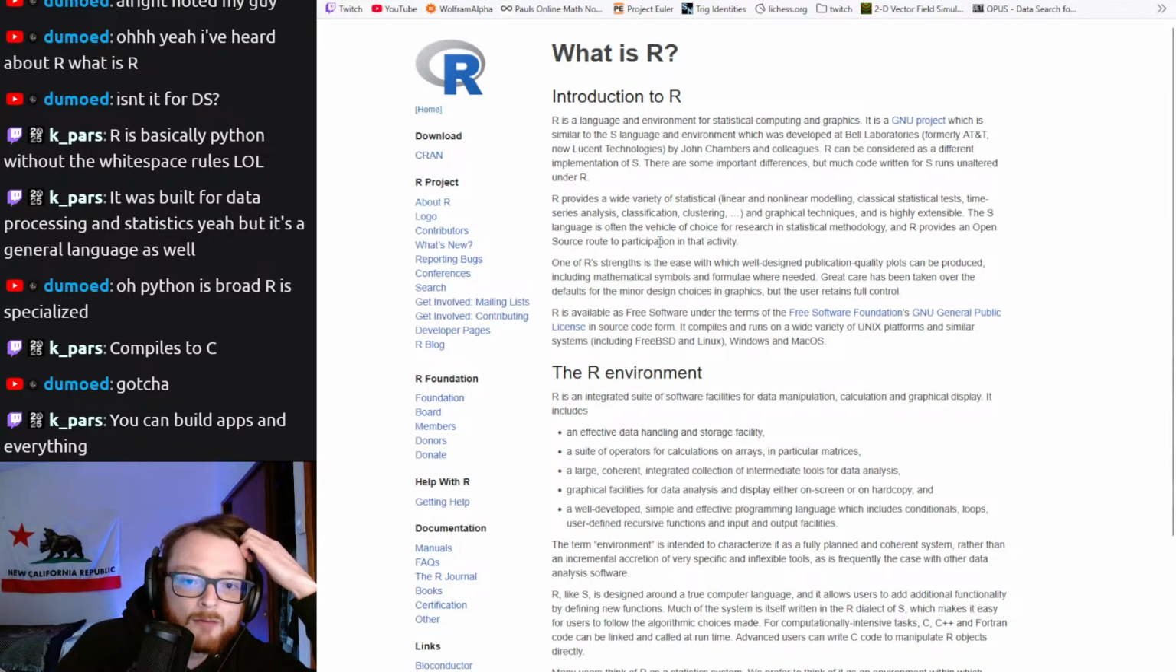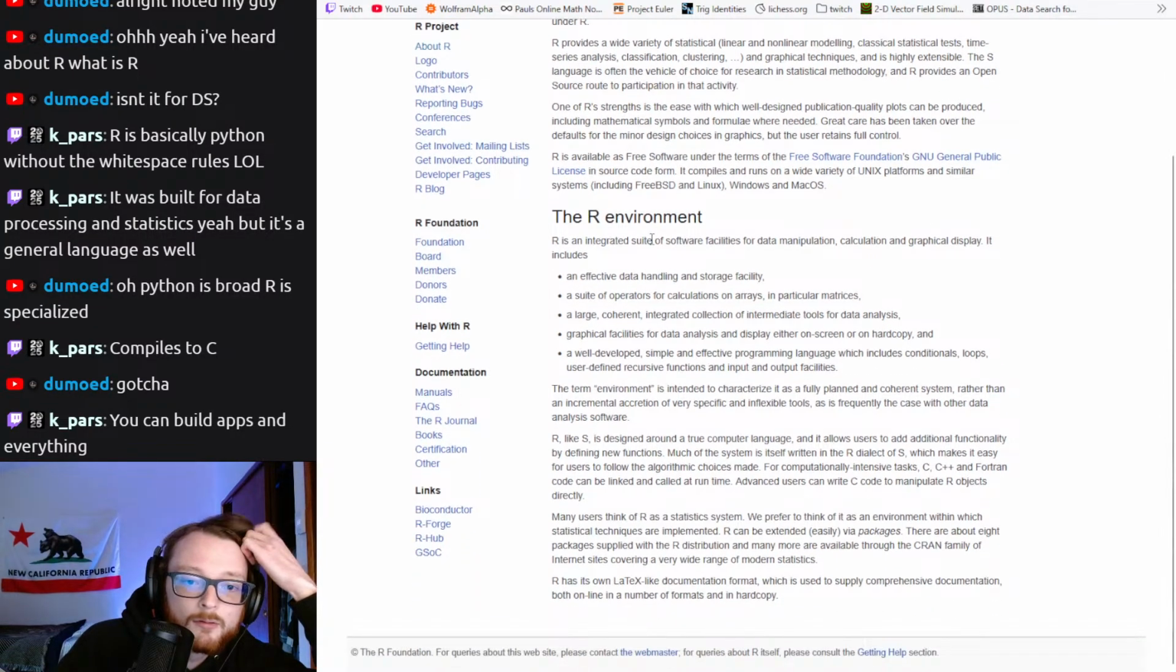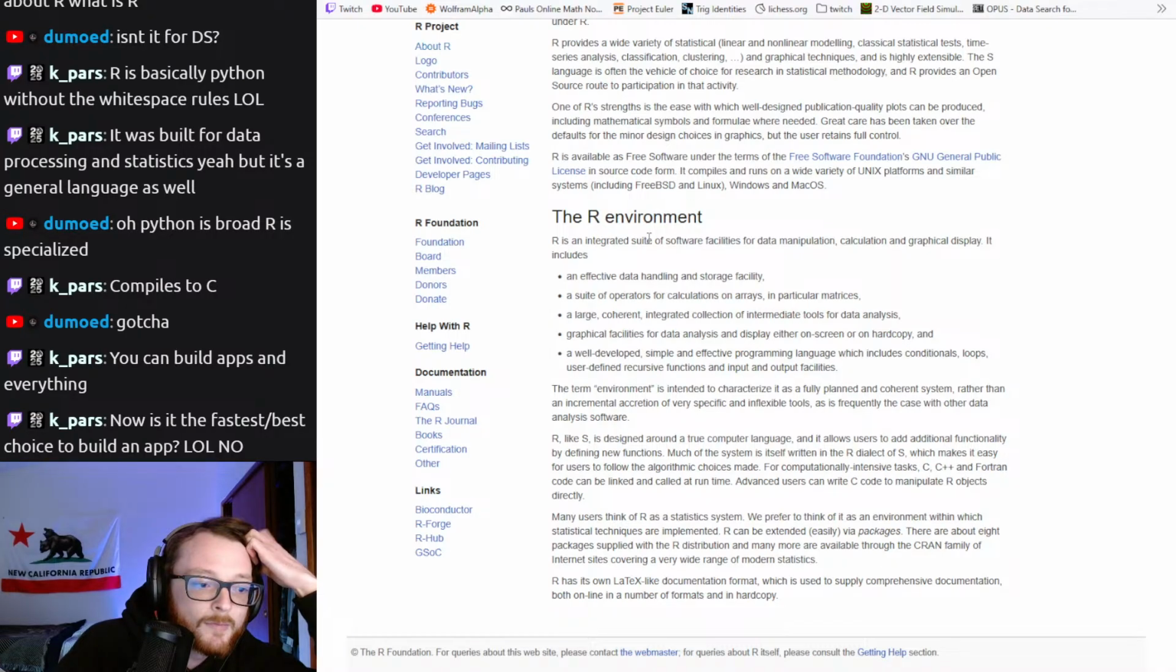But yeah, I definitely think of it as specialized. It may technically not have to be specialized, but yeah. You can build apps and everything? Okay, fair enough. As fast as, okay, yeah.